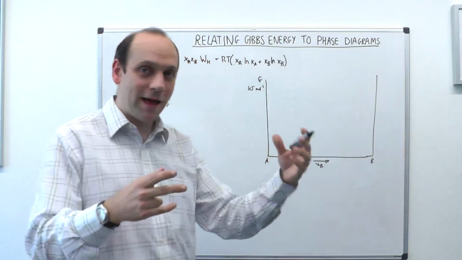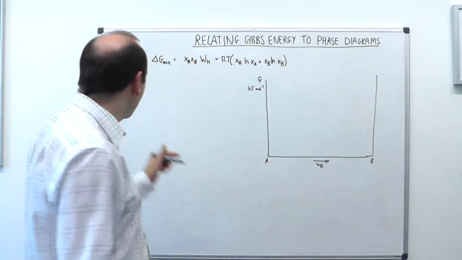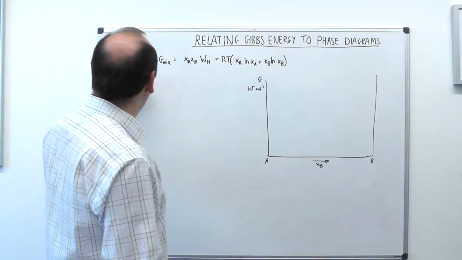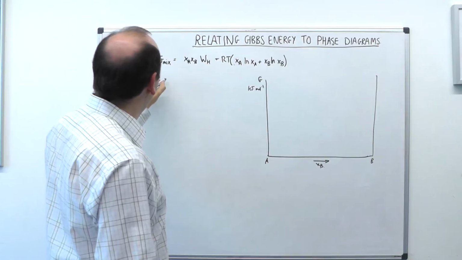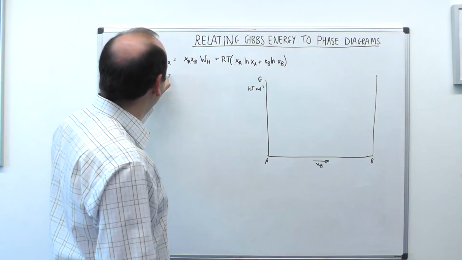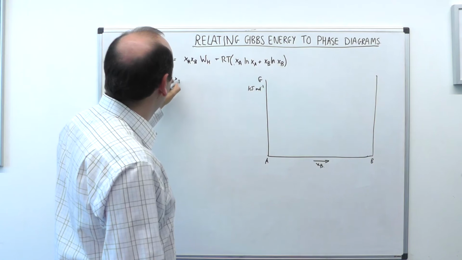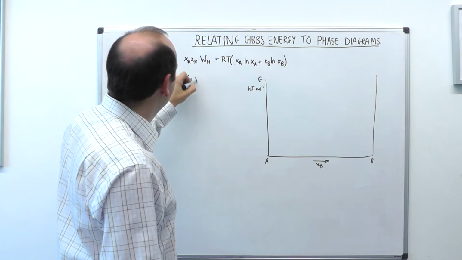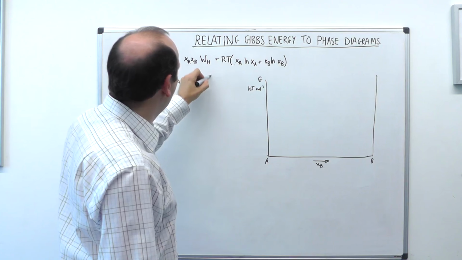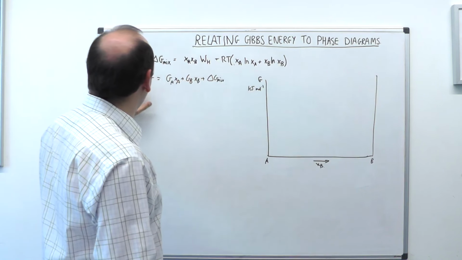Remember, we were combining A and B to get our purple, if you like, alloy. So we've got to add on to that the energy of the original set. So that's a G of A times XA plus G of B times XB plus our delta G mix. So that's our overall Gibbs energy.